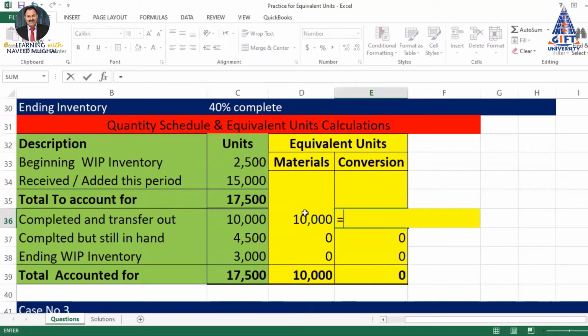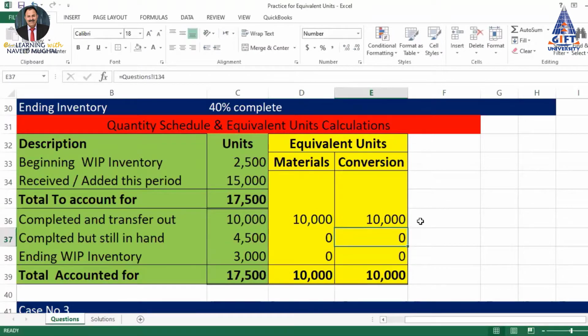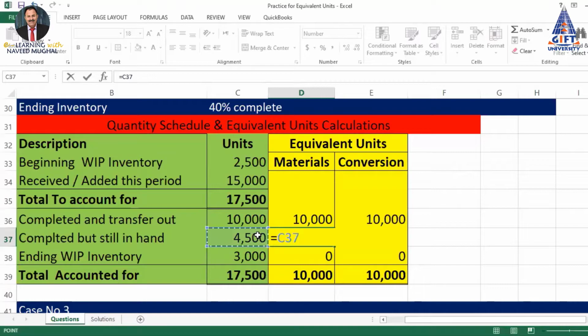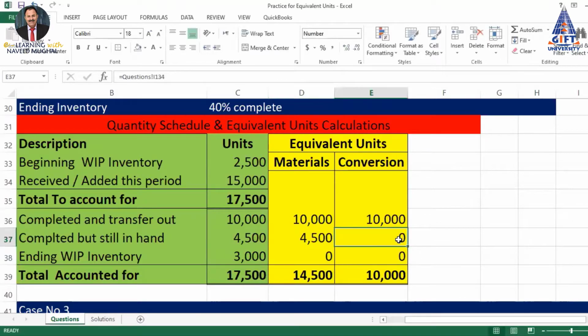Likewise, these units are also 100% completed, and I will write 10,000 units in this row as well. So when there are completed units, simply write the total units in every column over here. Then there are these units, they are also completed units, and they will also be written fully. We will write full completed units over there.